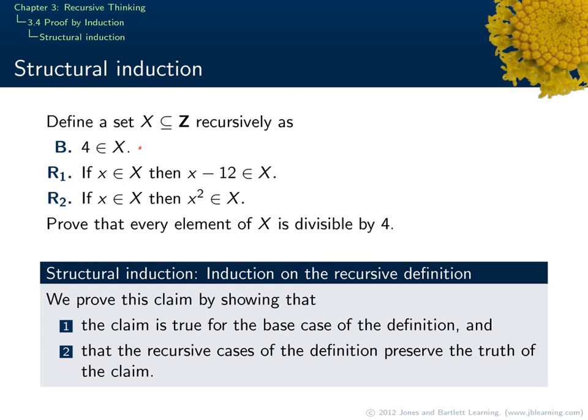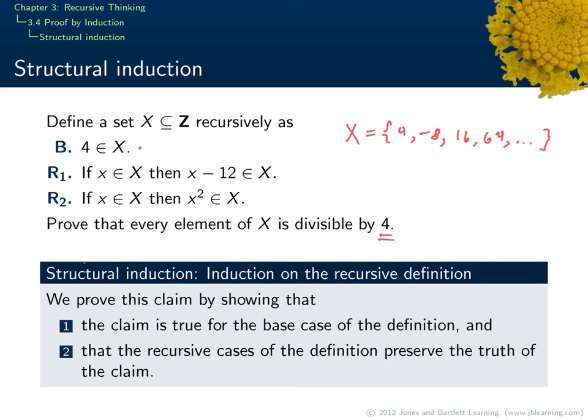So for instance, if we want to start listing off a few things in X, certainly 4 will be there. 4 minus 12, which is minus 8, will be in there. The square of 4 will be in there, so 16 will be in there. Minus 8 is in X, so its square is in there, which would be 64. So there are infinitely many things that are in this set X. So what we want to do is show that every element of X is divisible by 4.